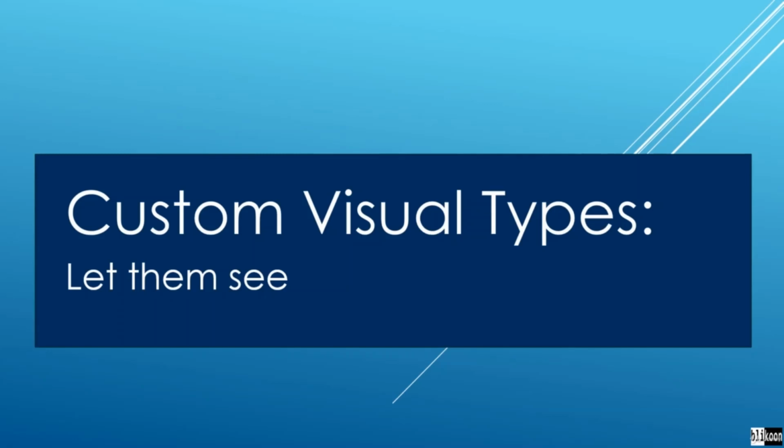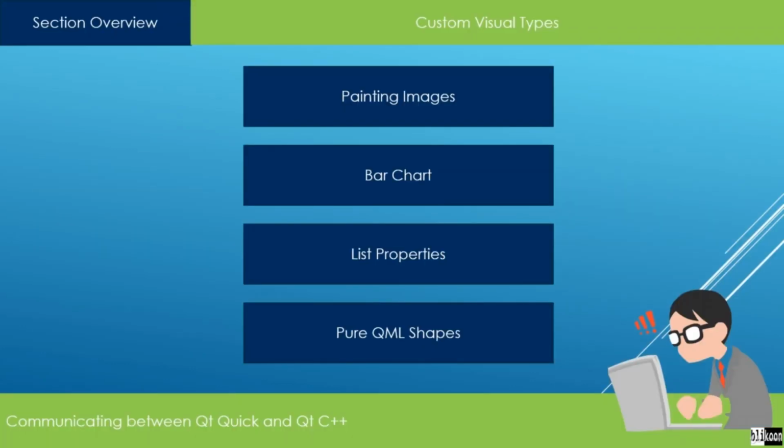I'd like to welcome you in this chapter where we're going to build our own visual types from C++ and use them in QML. We're going to start by painting on images and have something cool and visual to look at on the Qt Quick side.